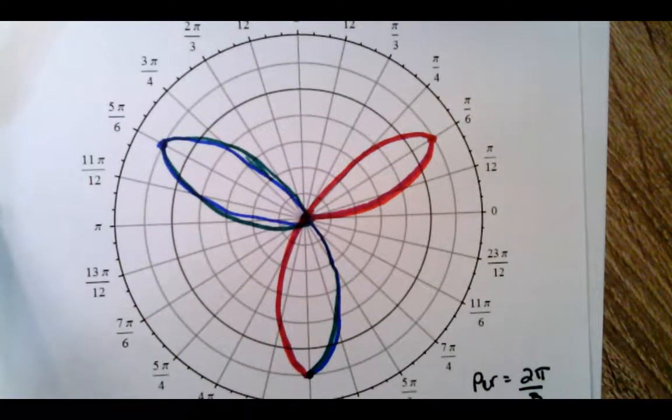And so technically, if we're graphing from 0 to 2 pi, we really do have 6 full petals here. It's just that on the graph itself, because it's graphing on top of itself, we're only seeing 3.